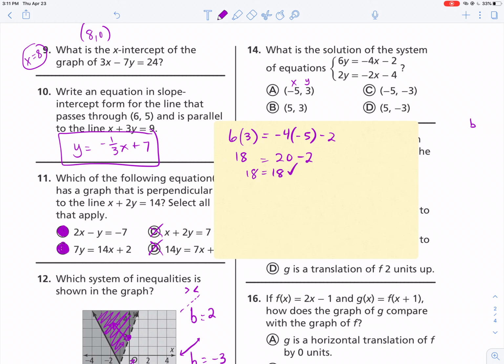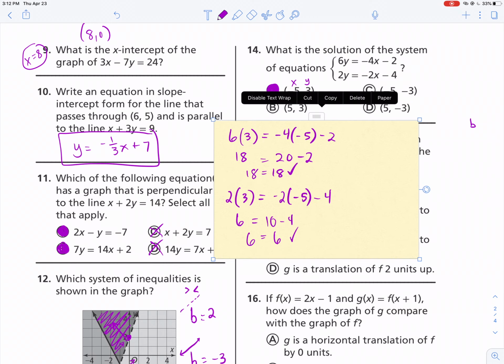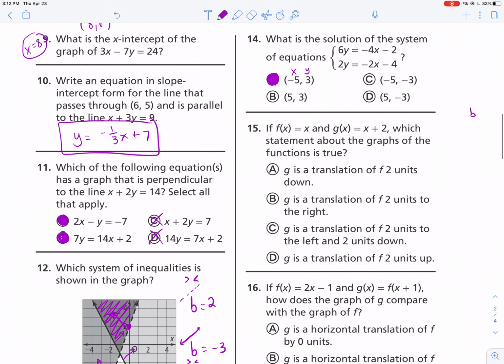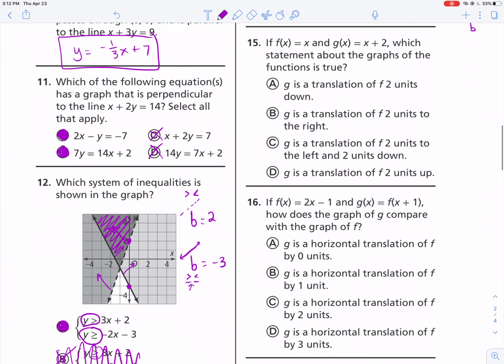And we're going to try our second equation. 2 times 3 equals negative 2 times negative 5 minus 4. So we're going to have 6 equals 10 minus 4. 10 minus 4 is 6. 6 equals 6. So in this case, we got lucky. It was the first one. So if you go through and you try the other ones, and the algebra doesn't work, don't just start switching signs. Okay, and in this case, it doesn't say select all that apply, so we're just going to stick with that first solution.